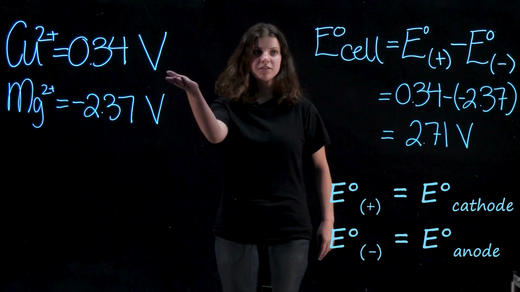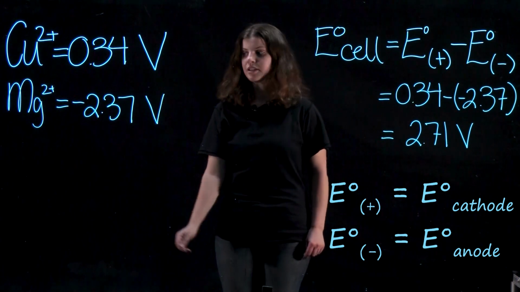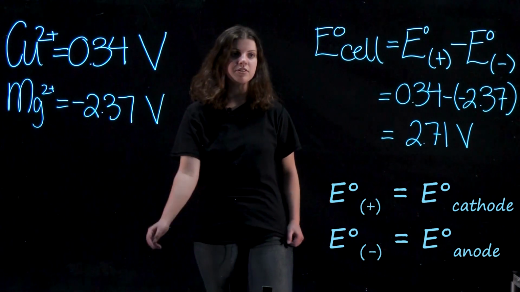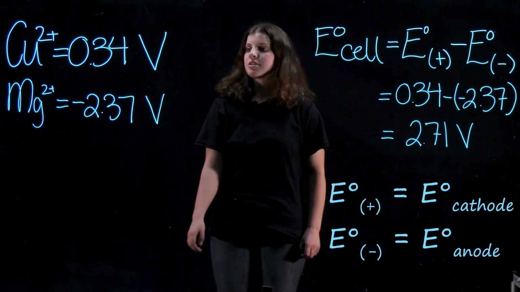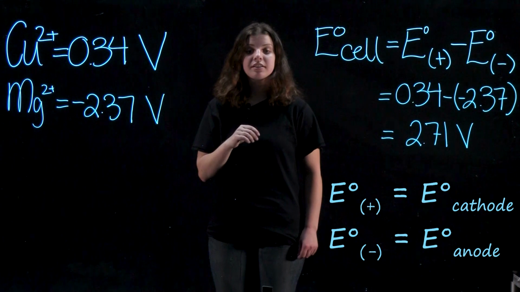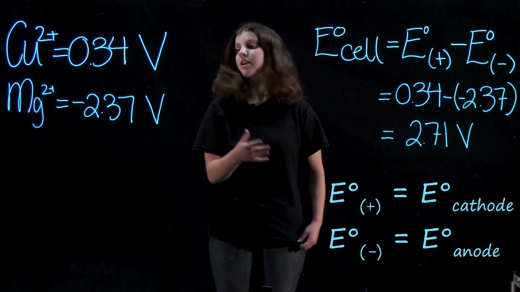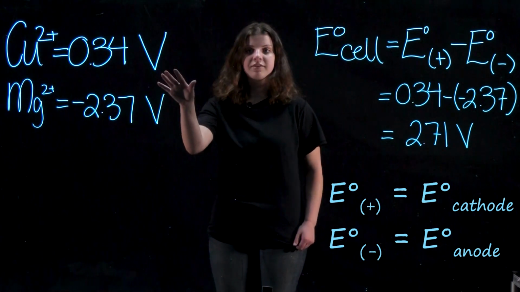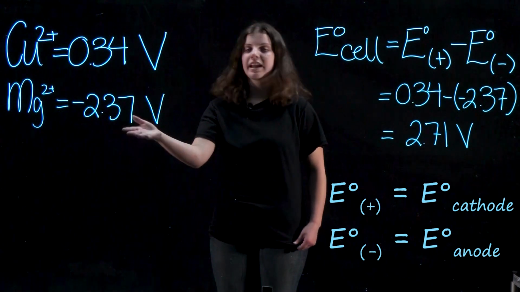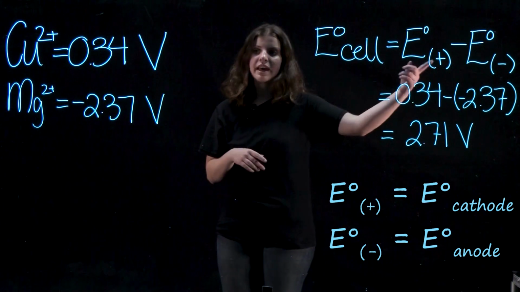So our standard reduction potential for our half cell with copper is going to be 0.34 volts, and the standard reduction potential for our magnesium cell is negative 2.37 volts. So the element that has the higher standard reduction potential is going to be our cathode. Reduction is going to occur at our cathode. The higher number signifies that it's more easily reduced than magnesium, which has a more negative potential, so it's more likely to be oxidized. So that's going to be our anode.